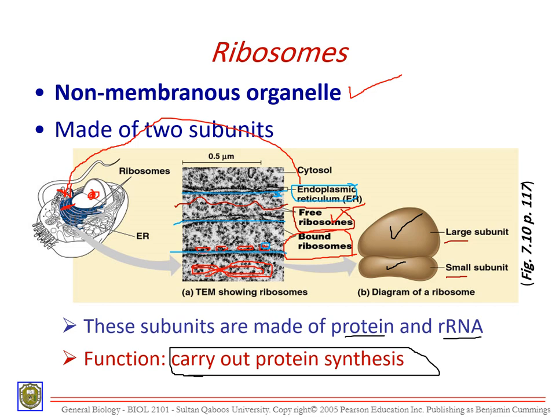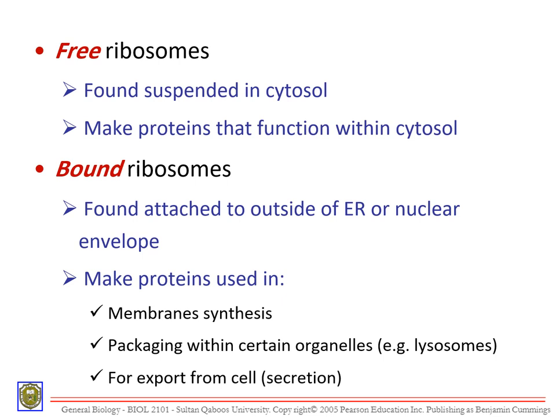Let's talk a little bit about the function of the free ribosomes and the bound ribosomes. The free ribosomes, as we said, are found freely swimming in the cytosol. The cytosol is the liquid portion of the cytoplasm. If you find the ribosomes suspended in the cytosol, we call them free ribosomes. The function of these ribosomes is to make proteins that function within the cytosol. So if the function of the protein is in the cytosol, then the ribosomes will be there in the cytosol.